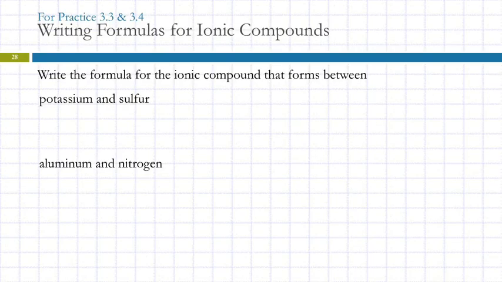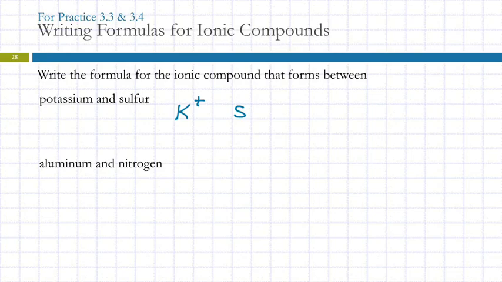Okay, so let's write some formulas. Write the formula for the ionic compound that forms between potassium and sulfur. So we need the element symbols. Potassium is K, and sulfur is S. And then we get the charges from the position on the periodic table. So potassium has what charge? Positive 1. So we write that as just plus. Skip the 1, we don't need it. So that's positive 1 because it's in group 1A.